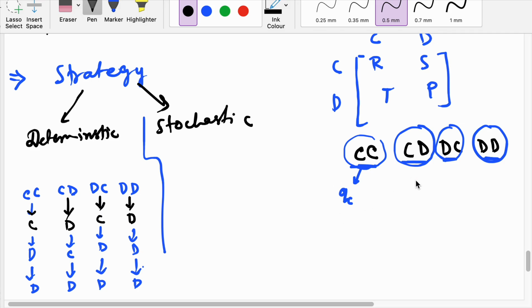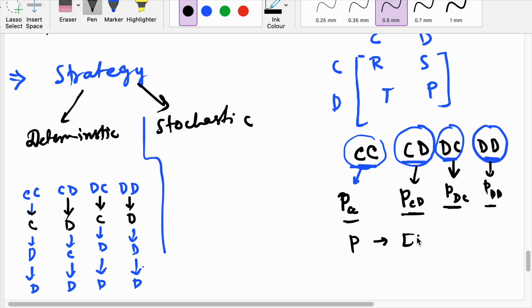Now if I see cd, I will cooperate with probability q cd maybe. Or if I see dc, I will cooperate with probability q dc maybe. And let me write it in terms of p, because later on you may be confused with the symbols. If I see the outcome cc, I will cooperate with probability pcc. If I see cd, I will cooperate with pcd, and if I see a dc, I will cooperate with pdc, and dd with probability pdd. So these are my strategy now: probability pcc, probability pcd, probability pdc, and probability pdd. These probabilities can be a number between 0 and 1.